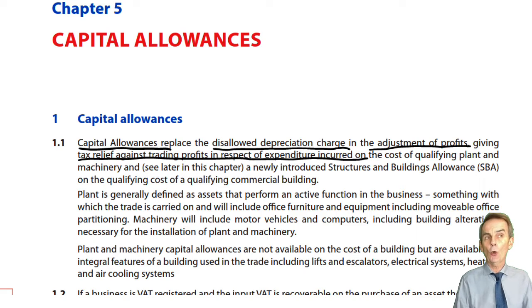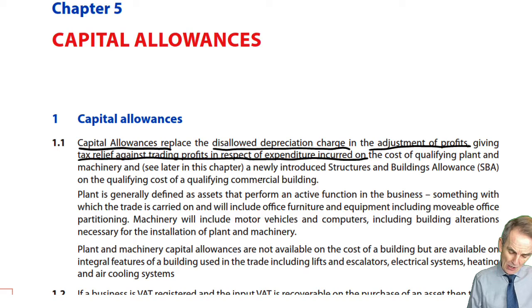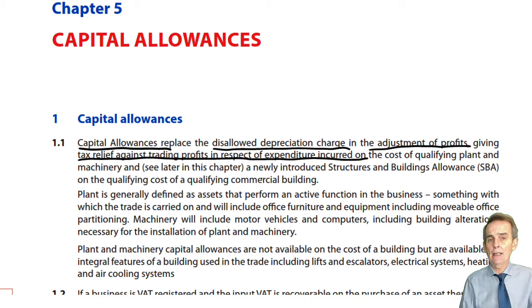If we have a qualifying cost of a commercial building, then there's something called a structures and buildings allowance that may be available there. So, we are taking the depreciation charge, disallowing it in adjustment of profits, and now, separate exercise here, putting together a capital allowances computation.